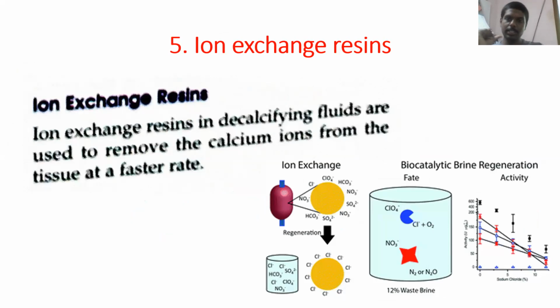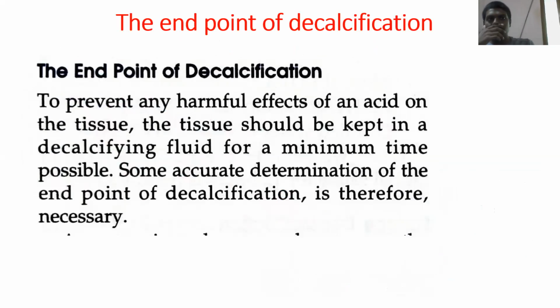This is called ion exchange resins, and they have a very good, fast rate at removing the calcium from the tissue. So this is all about decalcifying. Then we have the end point of decalcification. How can we detect whether the tissue was completely decalcified or not?